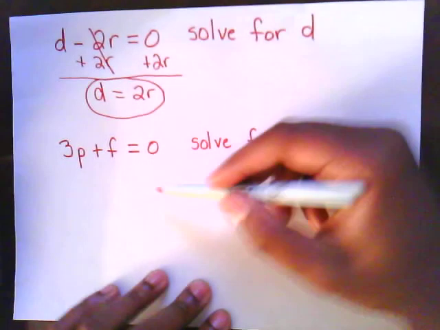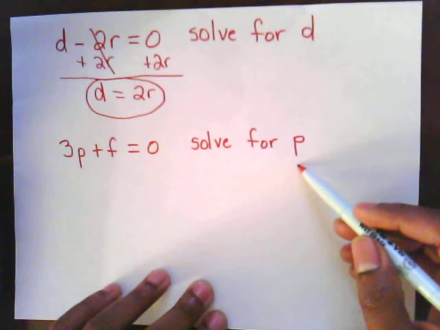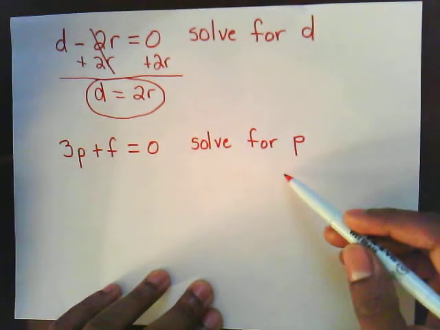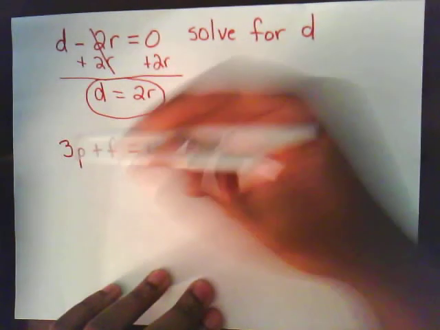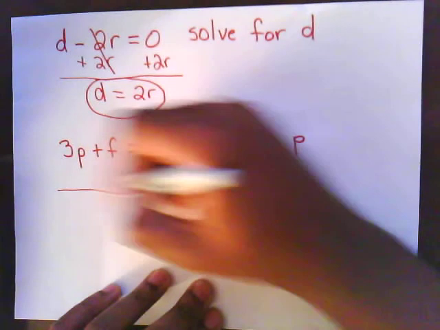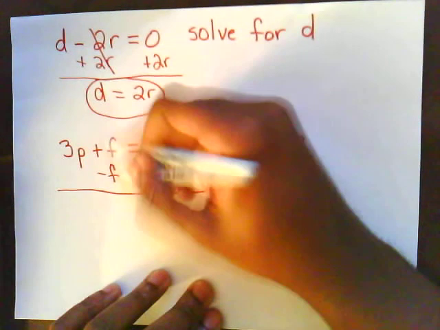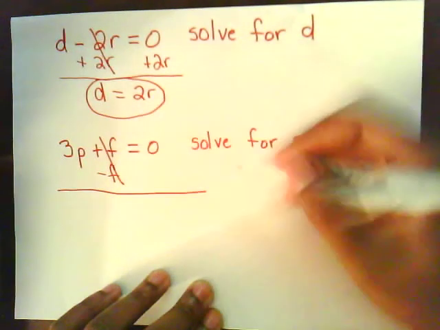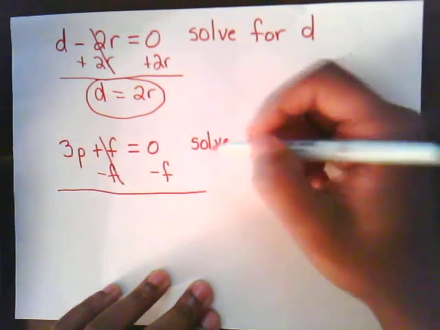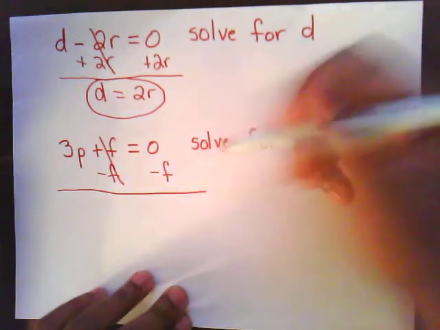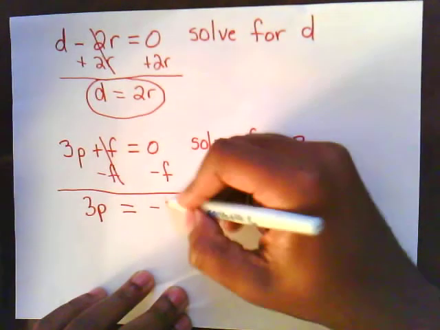Now let's look at this problem. 3p plus f equals 0. We're going to solve for p. Again, first thing you ask yourself is, what can we move away from p? Well, before we deal with that 3, let's deal with the f. So again, the inverse operation says we have to subtract f to move it, because f minus f is 0. So we bring minus f to this side. 0 minus f is negative f. So now we have 3p equals negative f.